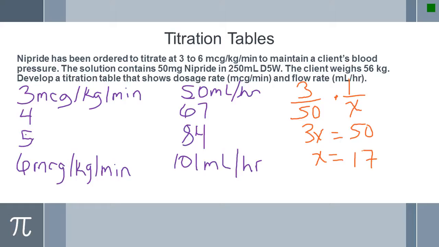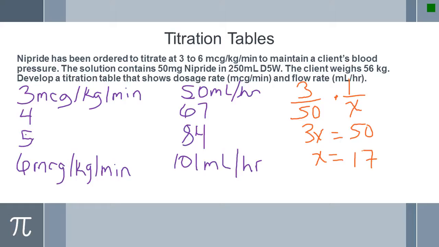Our minutes are going to have to go to hours. 60 minutes in an hour. And then we have to put in here how it comes, which is 250 milliliters is 50 milligrams. So let's cancel out our labels, our micrograms, our kilograms, our minutes, our milligrams, and we're left with milliliters per hour. So we know that we've got the right thing. We can cancel out some zeros here. There's one on the top, one on the bottom, one on the top, one on the bottom. That's all we can do.